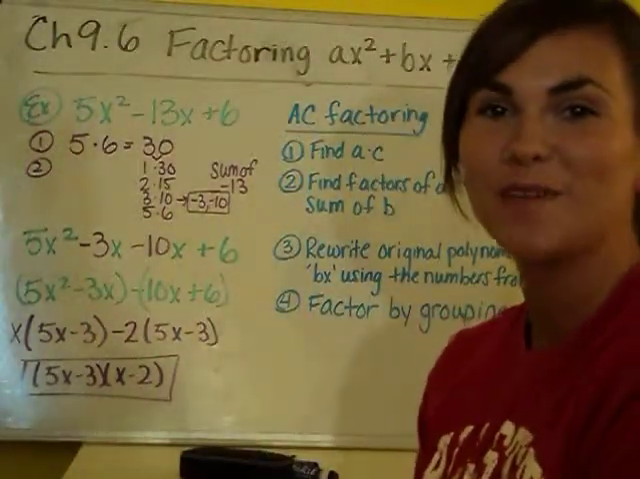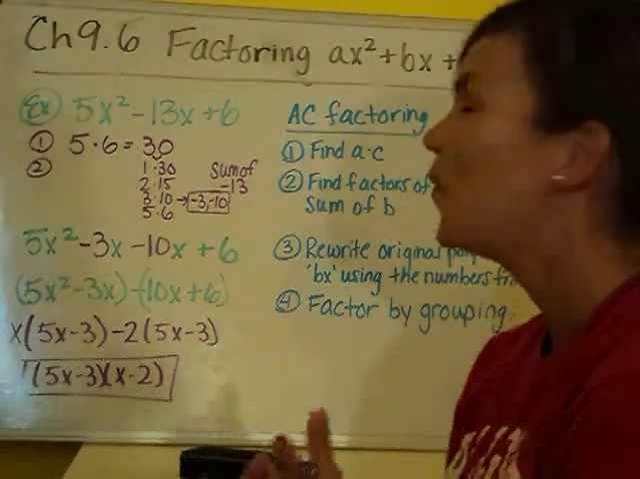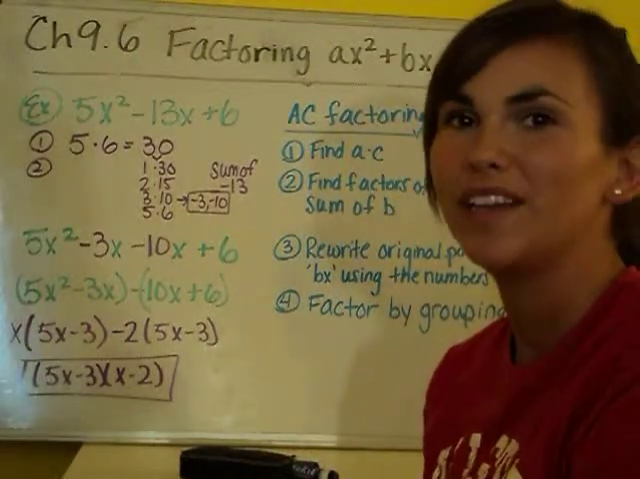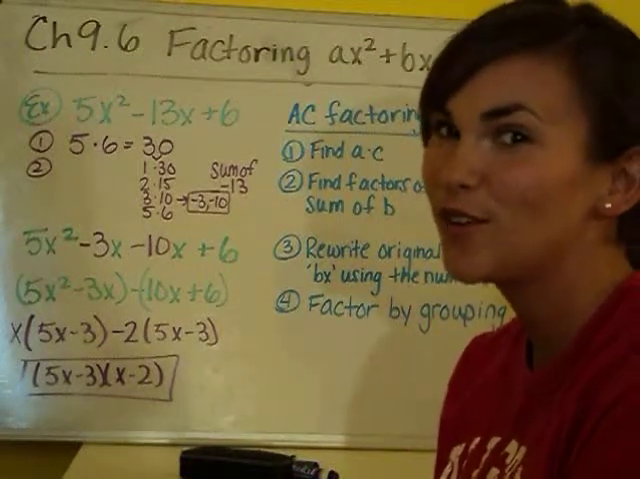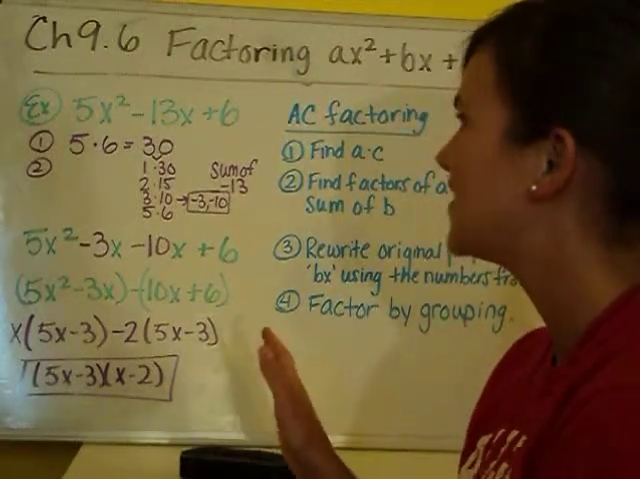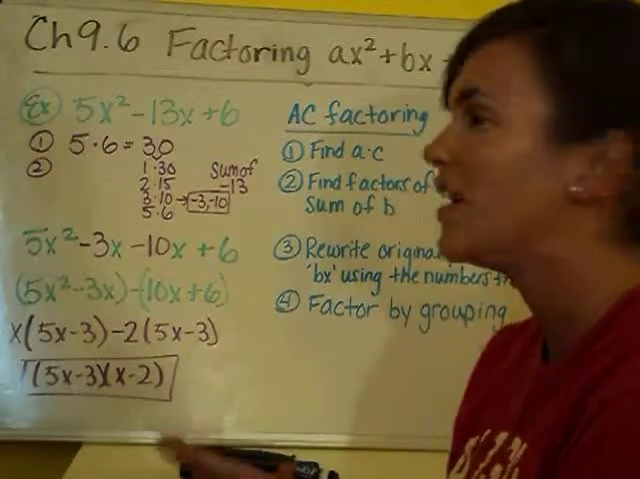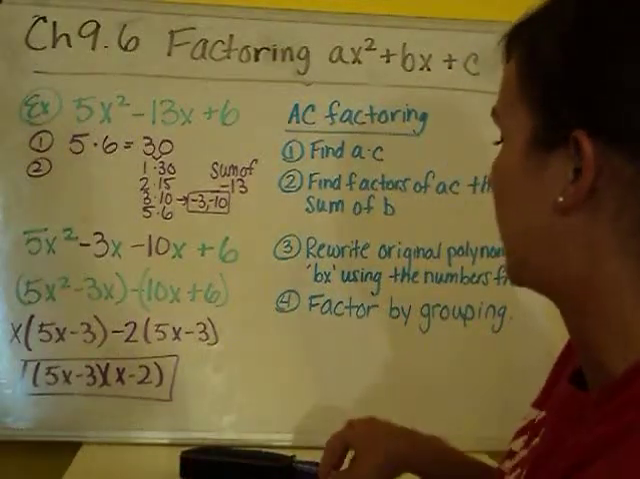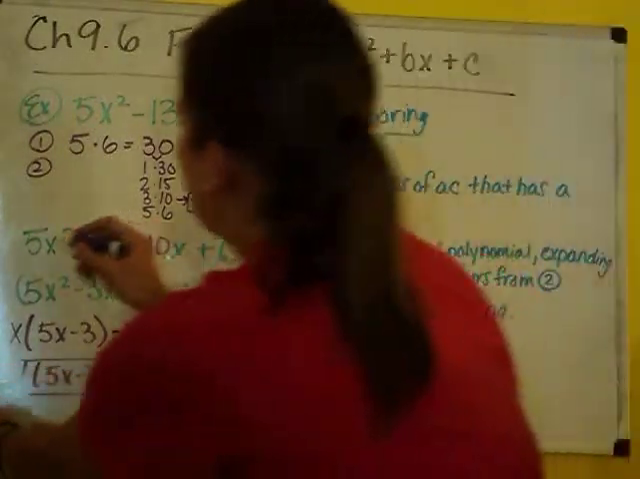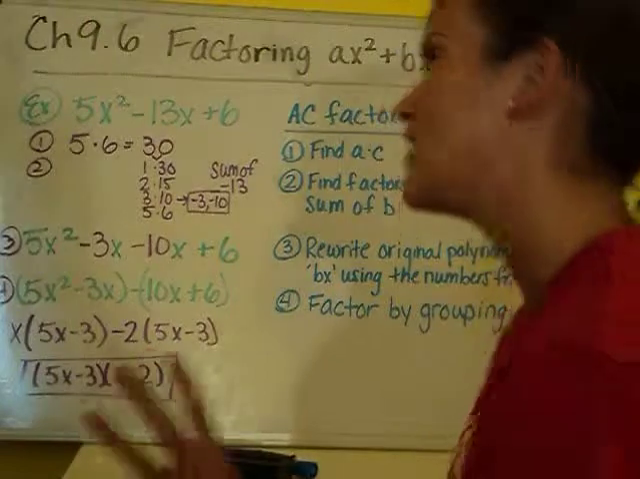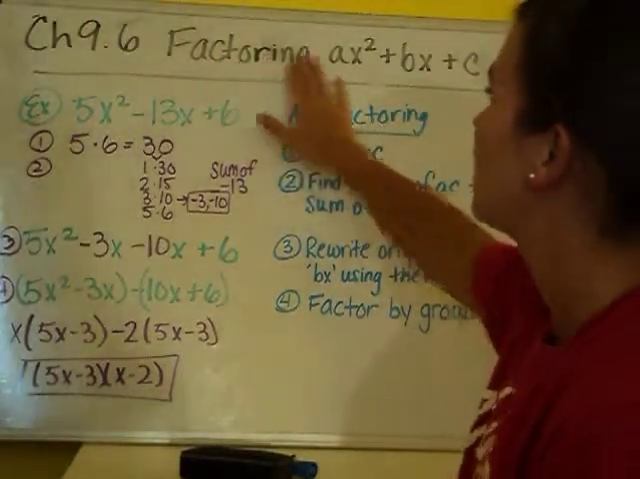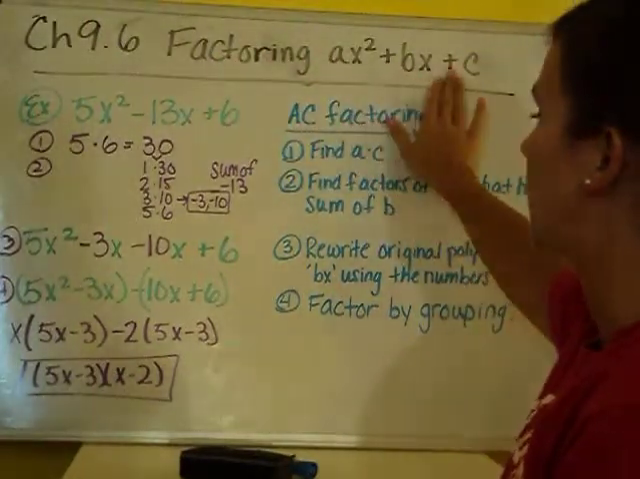We're going back to chapter 9.6, and you'll see why I introduced factoring by grouping. The book just explained it in a really complicated way without using factoring by grouping, but I think that this is a little bit simpler because there is a step-by-step process that we can follow here. Okay? So, alright, here we go. This is a four-step process, and today we're going to learn how to factor ax squared plus bx plus c.